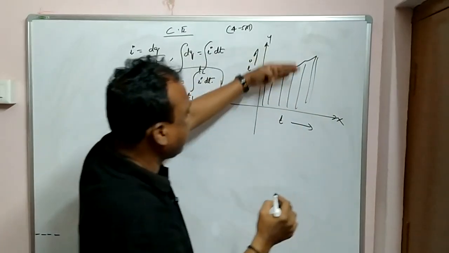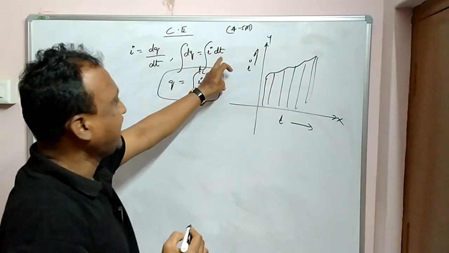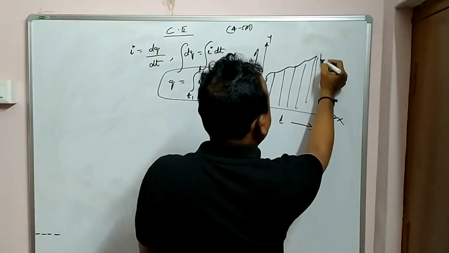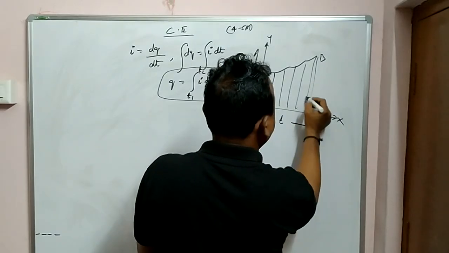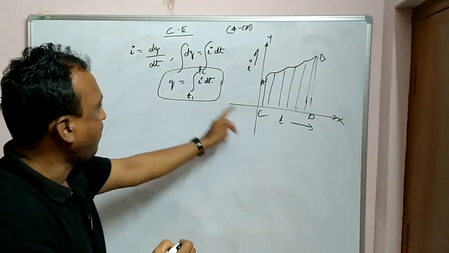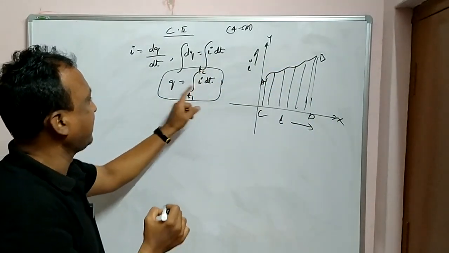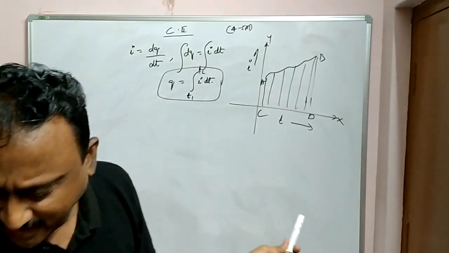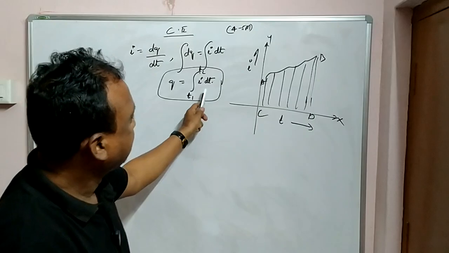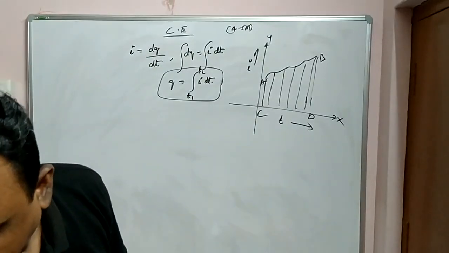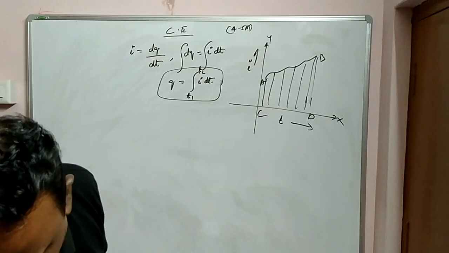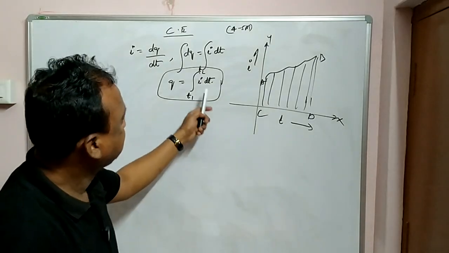So this area under this curve, how will you get I dt? Area of this curve, A, B, C, D. So the area under this curve, or the integral from t1 to t2 of I dt, will give you the charge value. How to get the charge value? Area under the curve, under the time interval t1 to t2. You can just integrate and you can get the value.